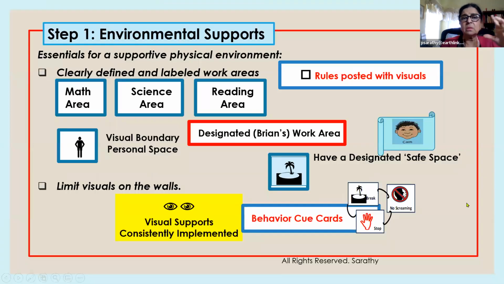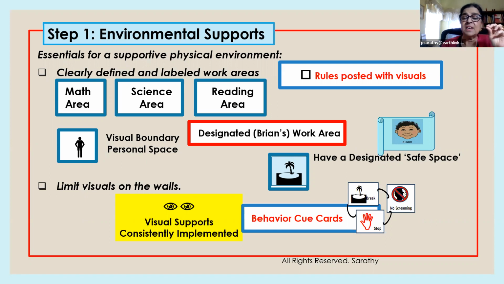So this is a picture to show clearly defined labeled work areas. And then you have classroom rules, but the classroom rules are paired with visuals. And then you have, for that student who has a tendency to reach across and touch others, or who has a tendency to walk away, a kind of visual boundary around the student. You can put masking tape around his desk, or if he is part of a group, around the chair that he is sitting in.